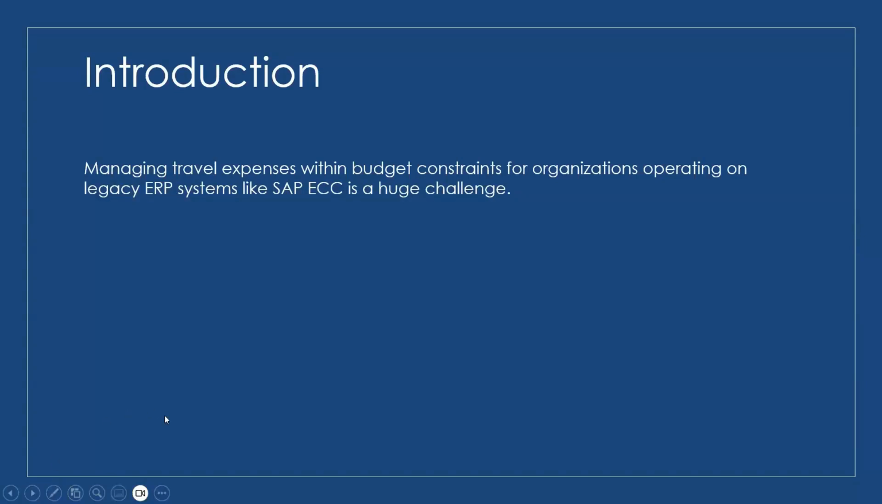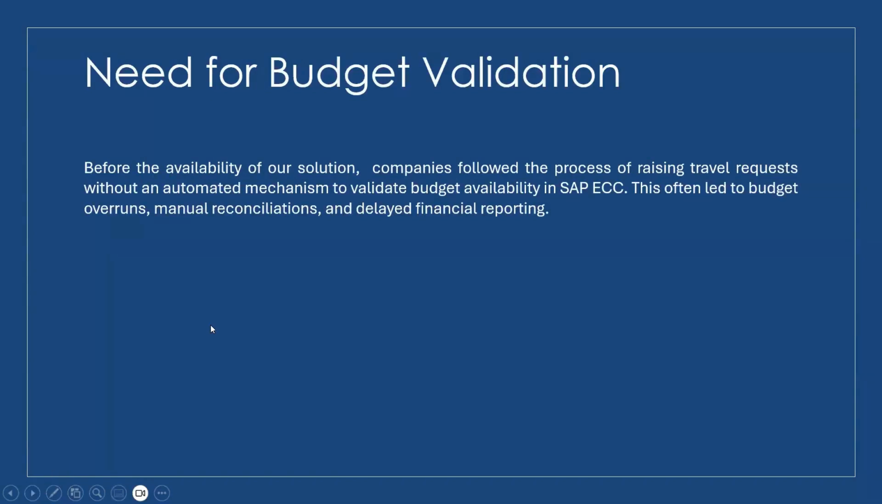So we've worked with many organizations that use SAP Concur for travel planning and expense management. And many of them do use SAP ECC on-premise solutions for financial control and budgeting. And while both these systems are very powerful in their own right, there's always been a gap, and a gap that becomes obvious the moment a travel request is raised, right? So what actually is the need for a budget validation, right?